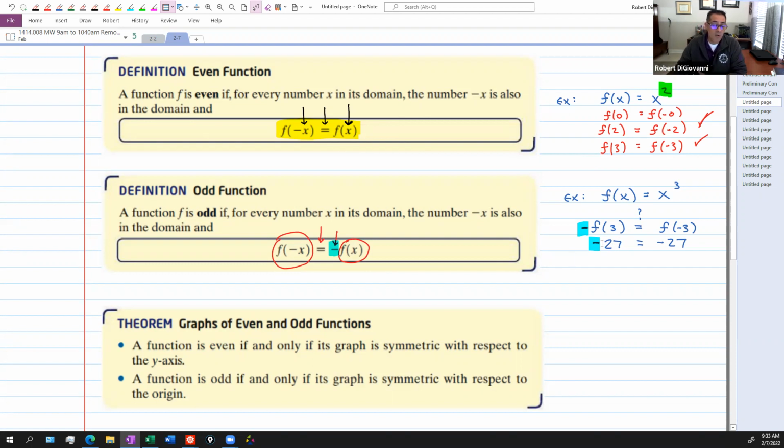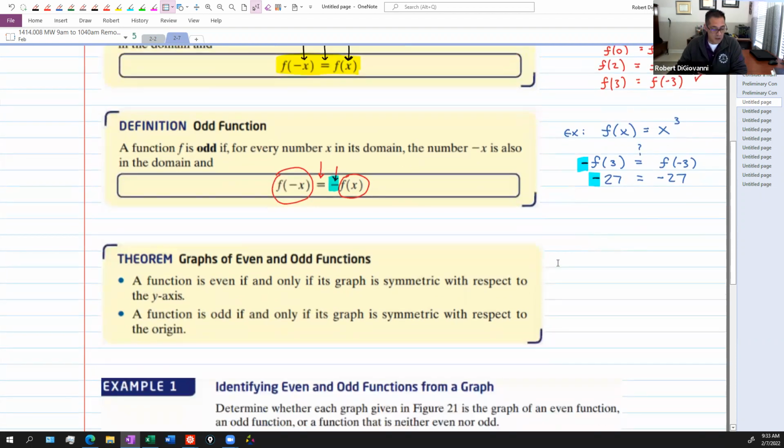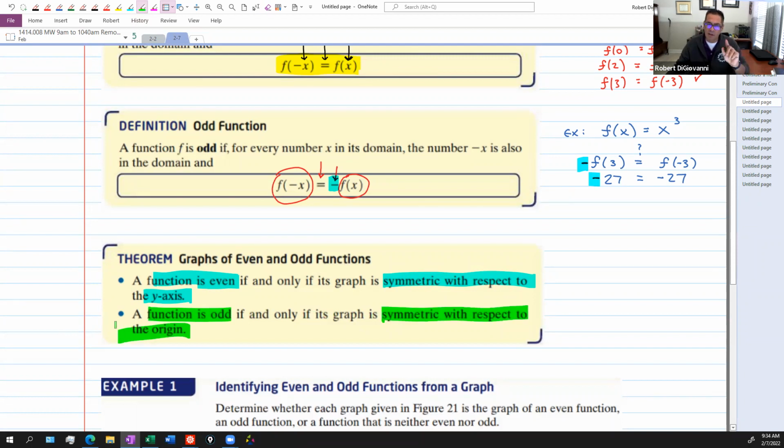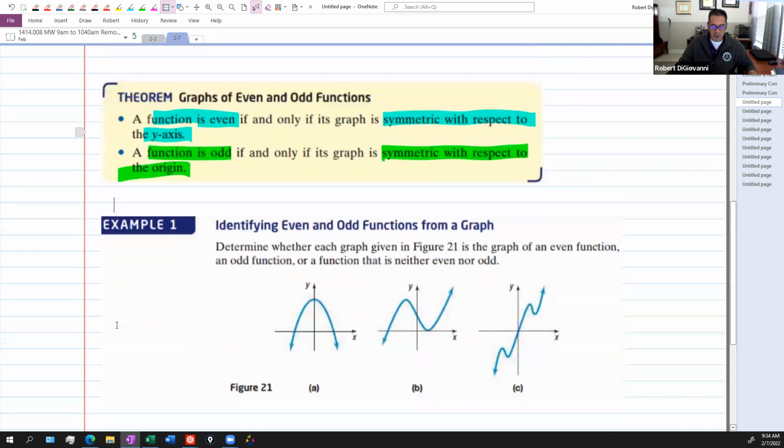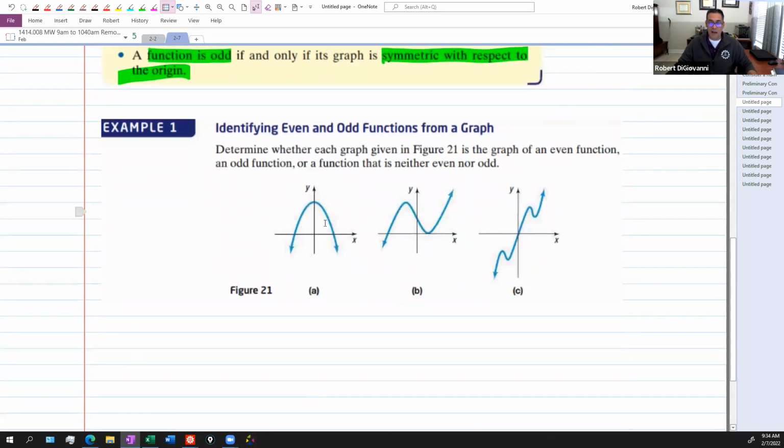Now, we want to know what these things look like geometrically. This next note says a function is even if and only if its graph is symmetric with respect to the y-axis. What does that mean? And it's odd if and only if the graph is symmetric with respect to the origin. We talked about this at the end of class last time. So I've got 3 pictures here of 3 different graphs, and I'm going to talk about which of these is even, which is odd, and which is neither even nor odd.